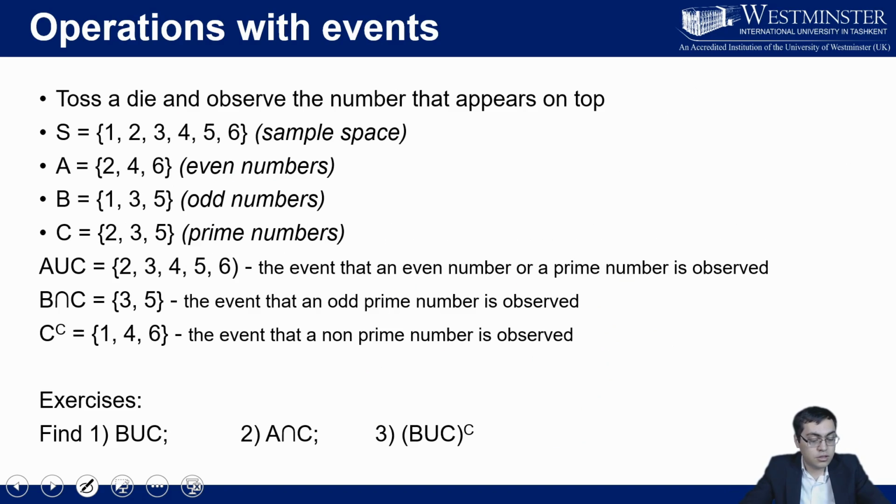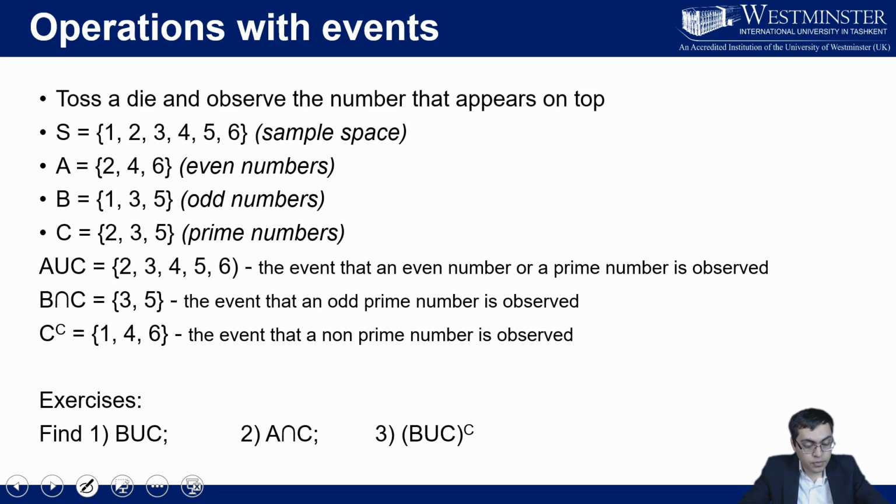Right, so let's consider this example here. We toss a die and then we observe the number that appears on top. Our sample space is going to be 6 over here. Then we might have different events that we are interested in. For example, event A is just an even number occurring, event B is just an odd number occurring, and event C is a prime number occurring.